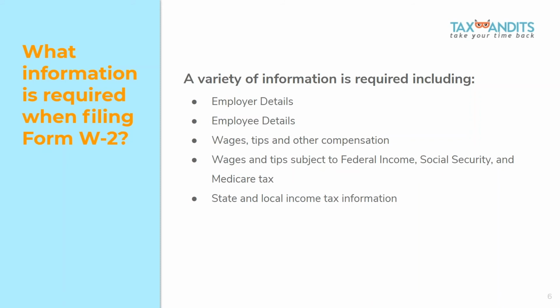Additionally, wages and tips that are subject to federal income, Social Security, or Medicare tax would need to be reported. If you need to report state and local income tax information on Form W-2, you would need to additionally include the state ID number and the locality name. However, a complete list of all of the information required for Form W-2 is available on the general instructions for Form W-2 and W-3 with the IRS. Or you can quickly report all of the required details using TaxBandits' interview style process when e-filing.